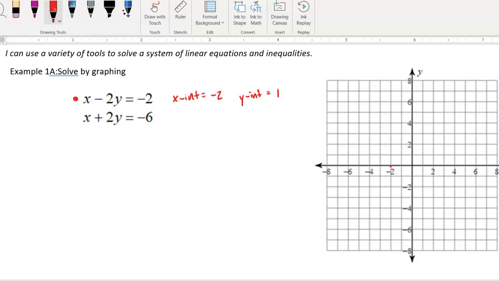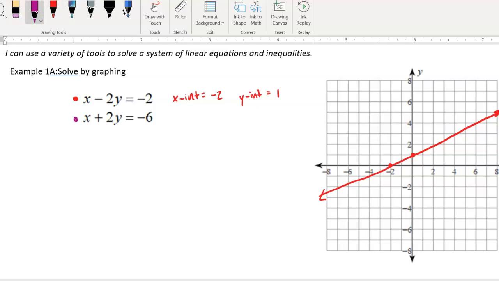So let's graph those. Negative 2, positive 1. And we're going to connect these with the line. All right, so that would be the shape of our graph. Now let's go to the other one.